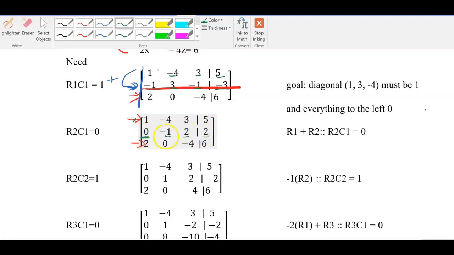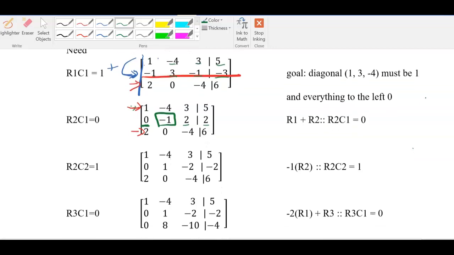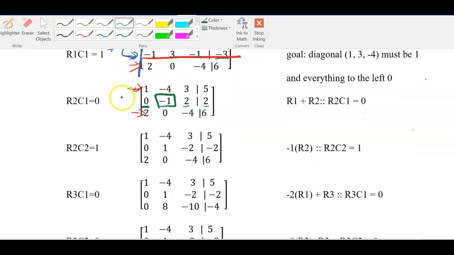So the next one we need to look at is this negative 1. And it needs to become a positive 1. We're just working in order here: down and then to the right. Well, that's pretty easy. I just have to multiply this row by negative 1. So row 1 stays the same, last row stays the same. So we get 0, 1, negative 2, negative 2. All right, we got my 1. I got my 0, 1.